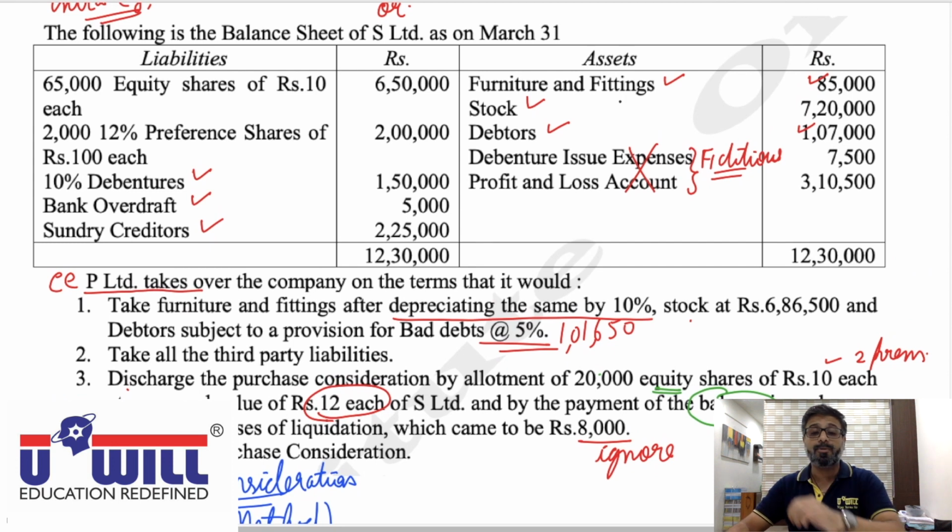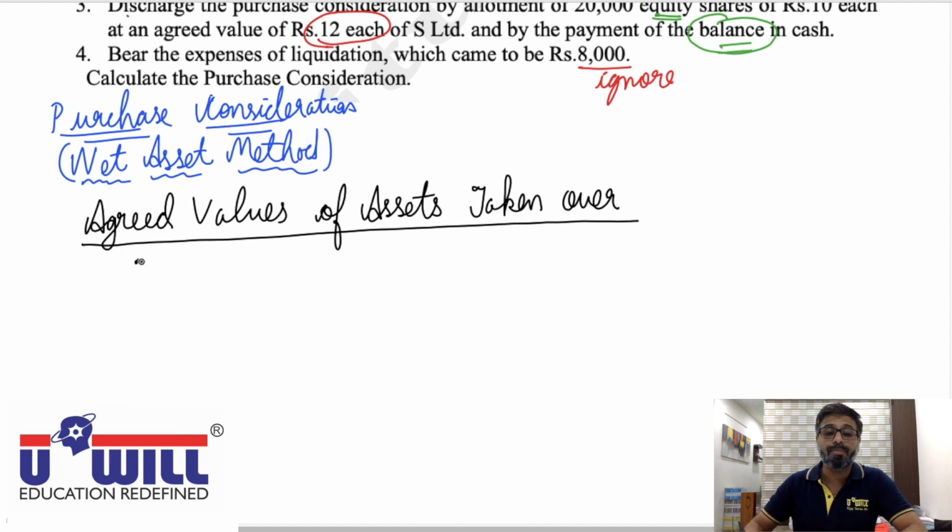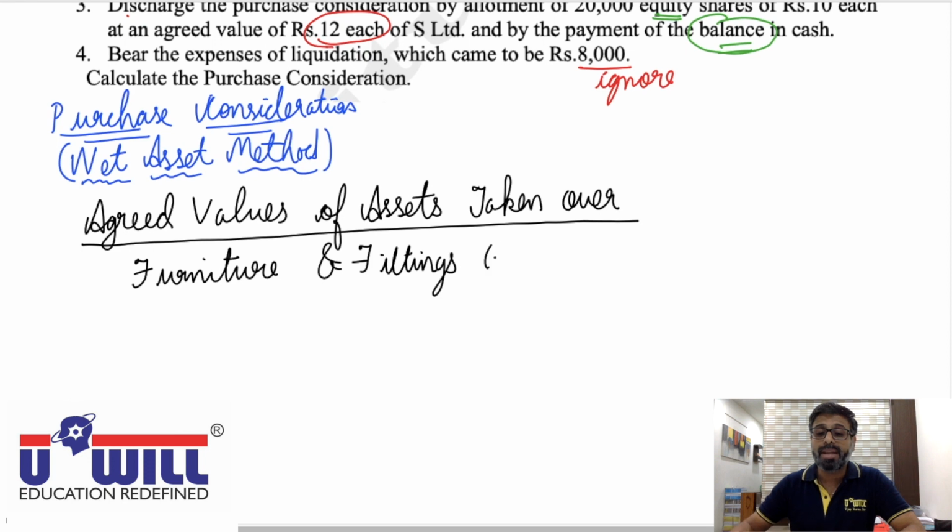So the very first asset is furniture and fittings, but its agreed value as per adjustment 1 is depreciating by 10%. So 85,000 minus 10% is its agreed value. Furniture and fittings after depreciating by 10%, 85,000 minus 10%, that comes to 76,500. All of you can do it in your calculators. 76,500.